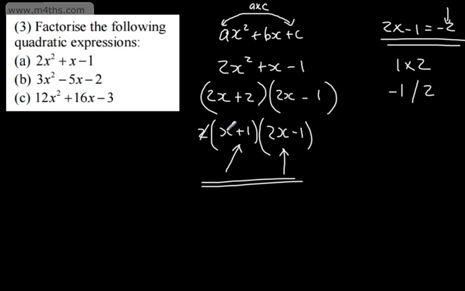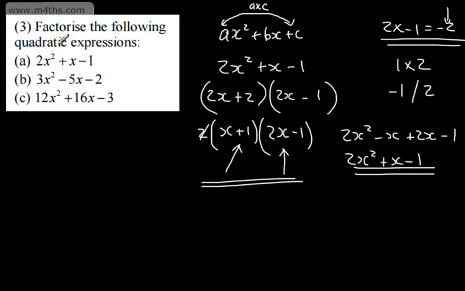And if you want to check, expand it out. X times by 2x is 2x squared. X times by negative 1 is negative x. 1 times by 2x is plus 2x. 1 times by negative 1 is going to give me negative 1. So we get 2x squared plus 1x minus 1 as required.